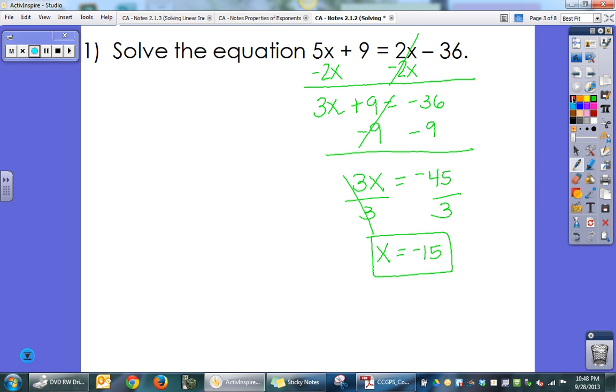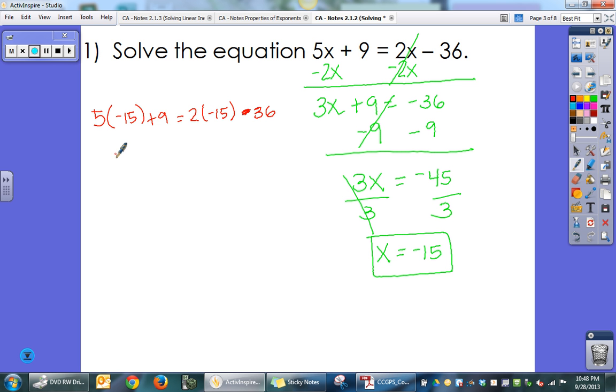Now remember that you can go back and you can plug in your answer just to ensure that you have come up with the correct solution. And I'm not requiring that you do this every time, but it's not a bad idea to at least just do it really quick in your calculator.